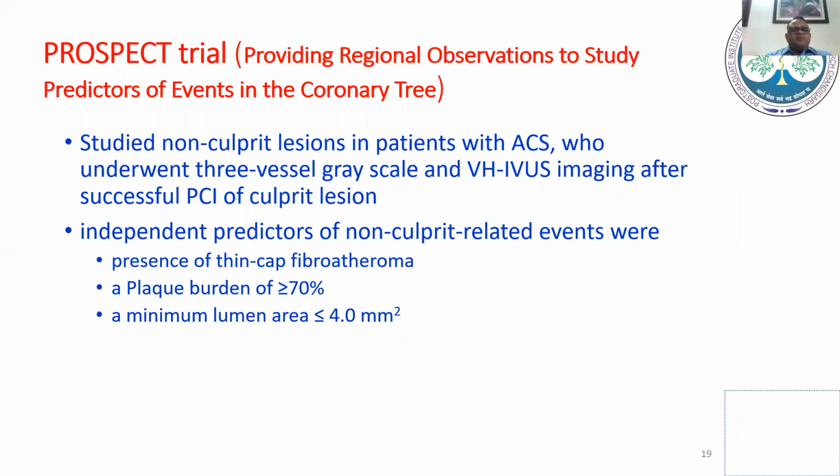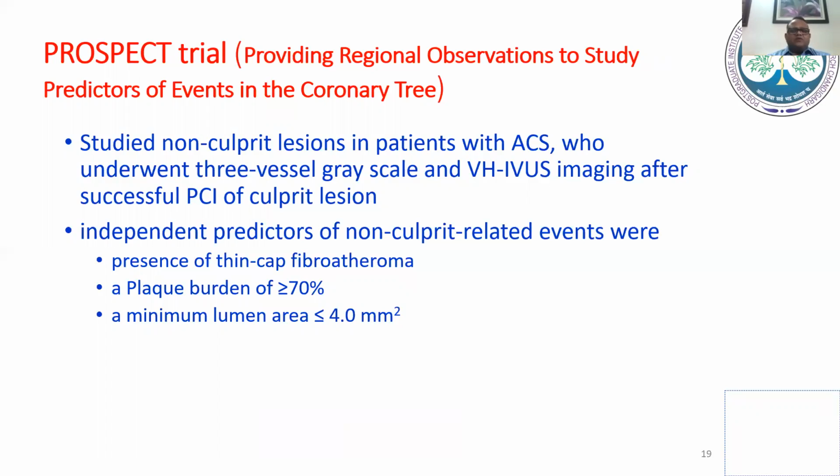This is a very landmark trial, the PROSPECT trial, which studied non-culprit lesions in patients with acute coronary syndrome who underwent 3-vessel grayscale and virtual histology intravascular ultrasound imaging after the successful PCI of the culprit lesion. These were lesions which were not significant angiographically. They had an FFR value of more than, say, 0.8, and then they were assessed with intravascular imaging.